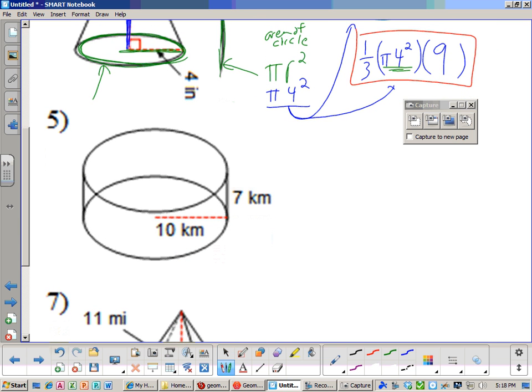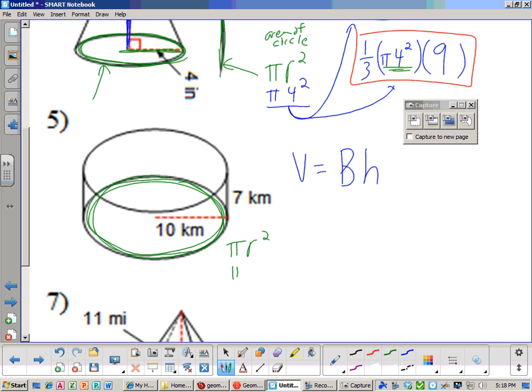Number 5 is a cylinder. Now, a cylinder uses the following formula for volume: big B times H. Big B stands for area of the base. So once again, I look at my base. My base is this circle, right? I need to figure out the area of this circle. Well, to find the area of a circle, we do pi r squared. Pi r squared will tell us the area of the circle.